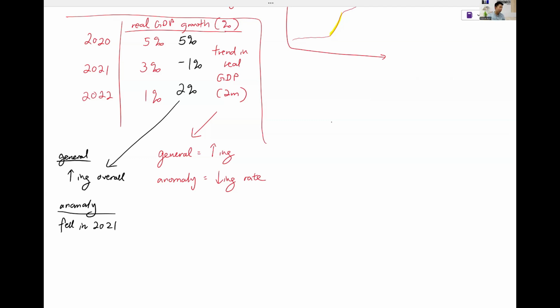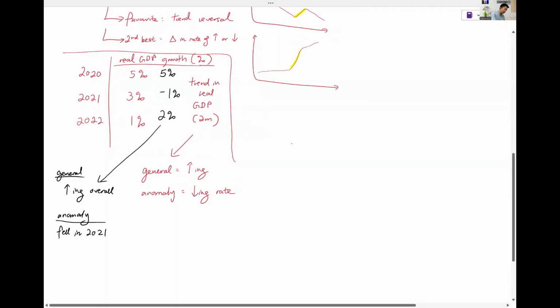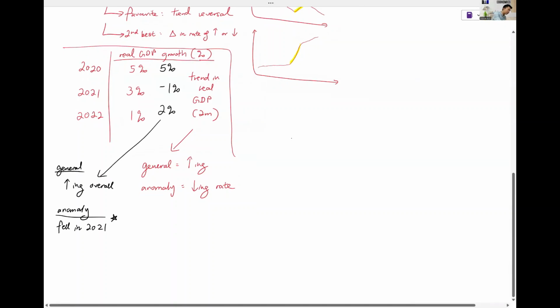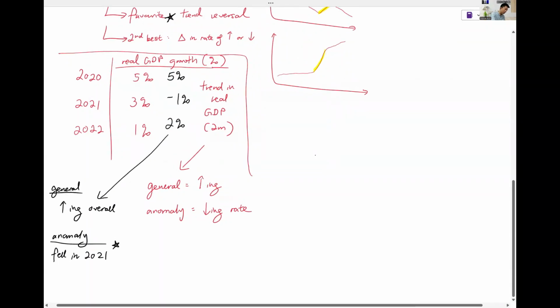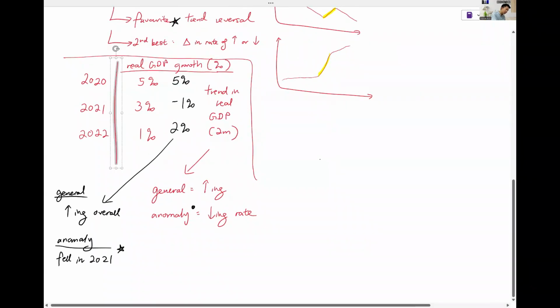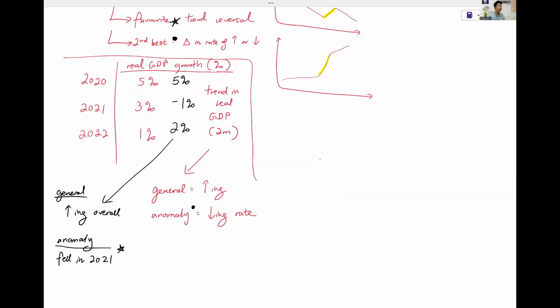I don't want to say increase at a decreasing rate because I get to find my best anomaly, a trend reversal. There's a reason why this is called the second best. If you have the best one, don't take the second best. Do you follow? Yeah. Questions? On Zoom, are you okay? Yeah. Okay.